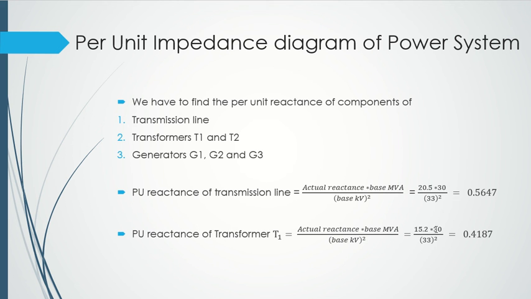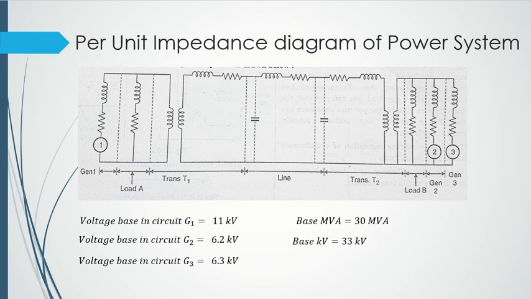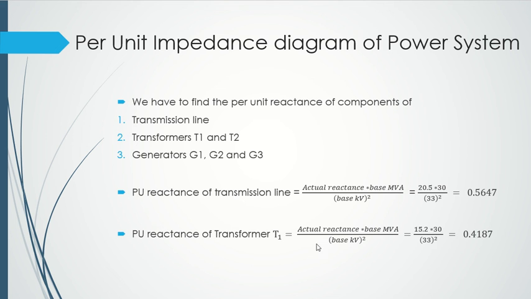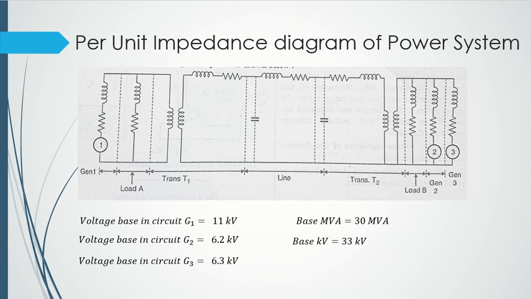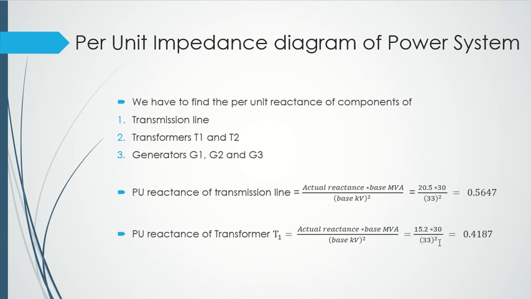The actual reactance we took is 15.3, base MVA again remains the same, 30, and base kV will be 33, right? Except for the part when you have divided your circuit, your base kV and base MVA will remain the same. So the base kV is again 33 as we saw in the previous case. So we are taking 33 square and we are getting 0.4187.